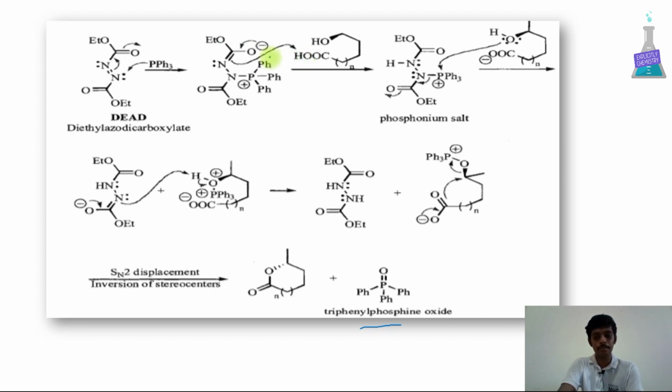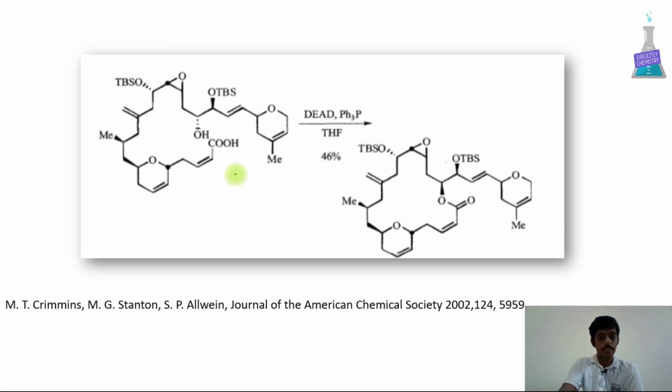Let us see some examples. This is the starting material. We are treating with DEAD, PPh3. The solvent used here is THF. The molecule seems to be complex, but it's very simple. You see here the OH which is in dash, and here COOH is present. This dash will convert to wedge, and this COOH will convert into C double bond O.